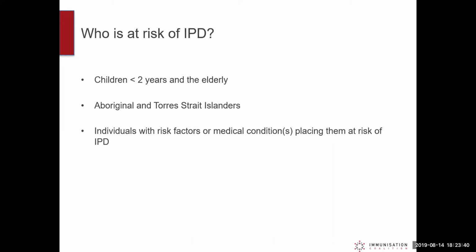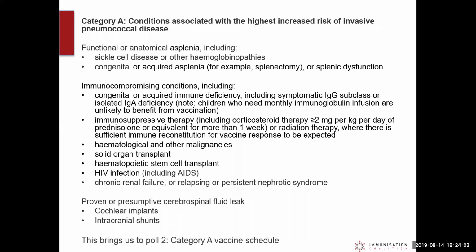So we talked about the fact that young children, particularly less than 2-year-olds, and the elderly, Aboriginal and Torres Strait Islanders are certainly at risk of IPD, as are those people with medical conditions. And if you look in the immunisation handbook, it will talk about what we see as category A medical conditions, which are the medical conditions that are associated with the highest increased risk of invasive pneumococcal disease in this individual. So there is a whole range of medical conditions that are listed there. If any of your patients have any of those medical conditions, then they really should be receiving some additional vaccine.